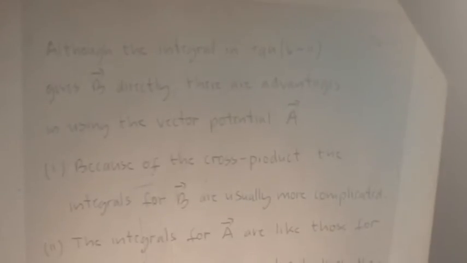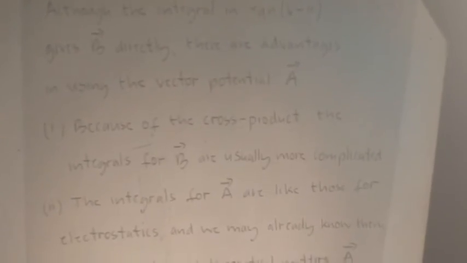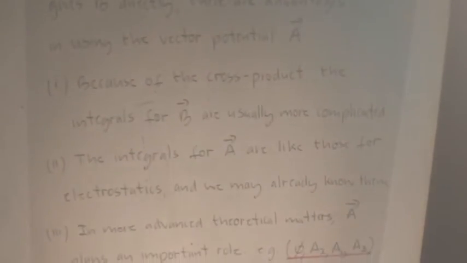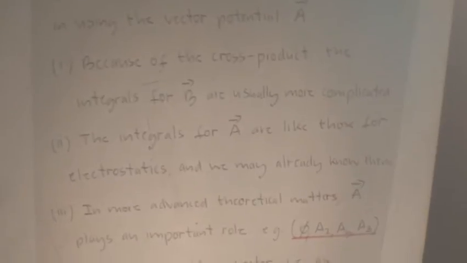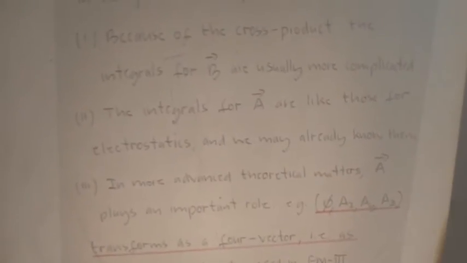And it sort of begs the question, well, if I can get B directly from the currents, why have I bothered with all this intermediate stuff with the vector potential? And there's three very powerful reasons why.